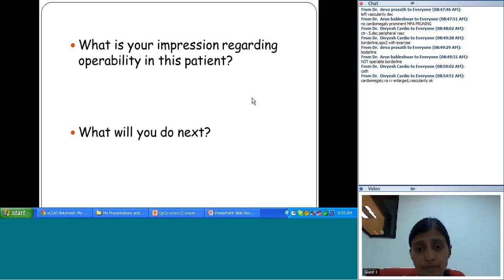So right now we have done a clinical assessment. We have an ECG and a chest X-ray, and we have this echo. So from this information, what is your assessment of this patient? Is the patient operable? Is the patient inoperable? Can you make that decision? And what are the factors favoring operability in this patient?